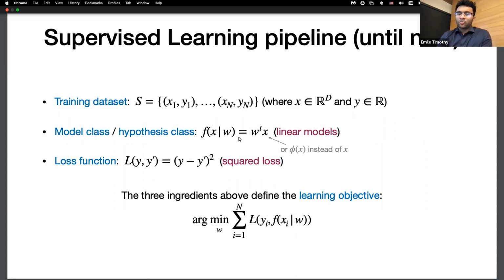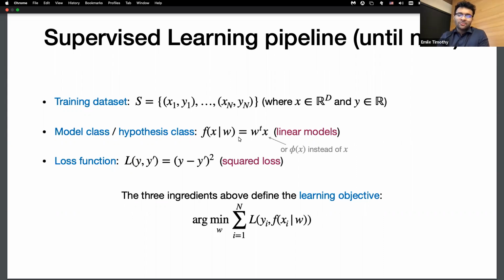In the supervised learning pipeline, we had a training data set, S, which consisted of inputs, X, and outputs, Y. In the general framework of things, our inputs are d-dimensional real-valued vectors, and our outputs are from the reals. And this is a very general notion because even in binary classification, when your output is just 0 or 1, this is still a subset of the reals. And then we defined a model class or a hypothesis class, which was for the linear models something like W transpose times X, which is just the dot product of your weight vector W and your inputs X.